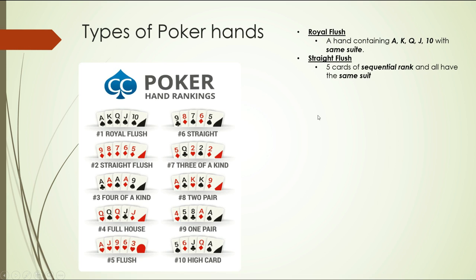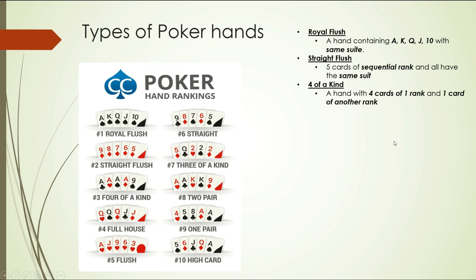Alright, next is going to be the straight flush. The straight flush is 5 cards of sequential rank, and they all have the same suit. So here we have 5 cards of sequential rank. By sequential rank, we're going to say that they are descending incrementally. So we have 9, 8, 7, 6, 5. This means that this hand has sequential rank. Pretty much it is descending incrementally. Alright, so 5 cards of sequential rank, and they have the same suit. And as you can see, they have the same suit, which is diamonds.